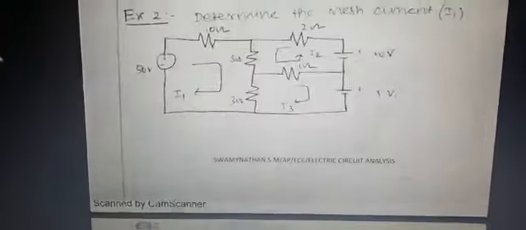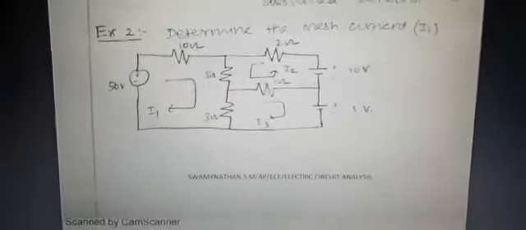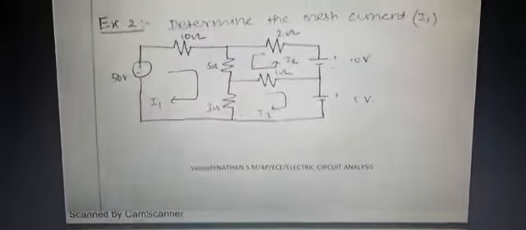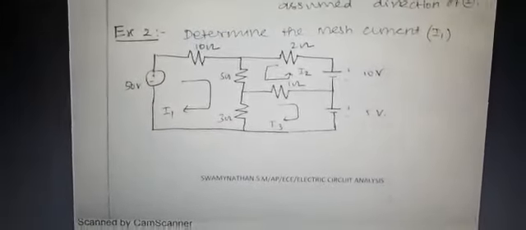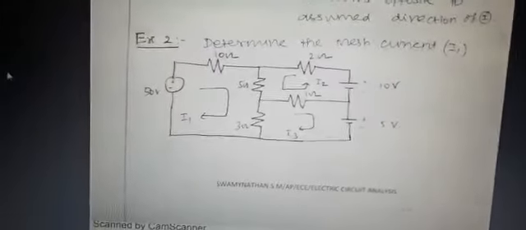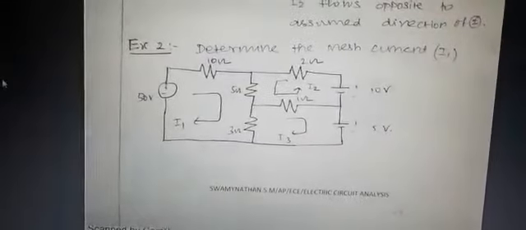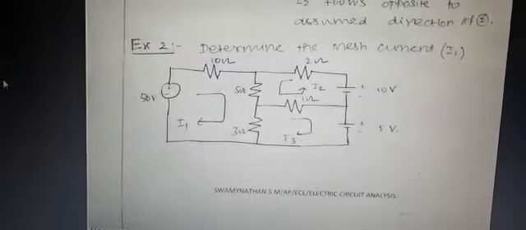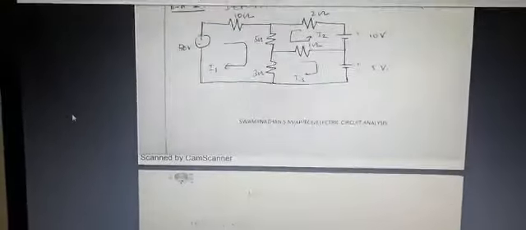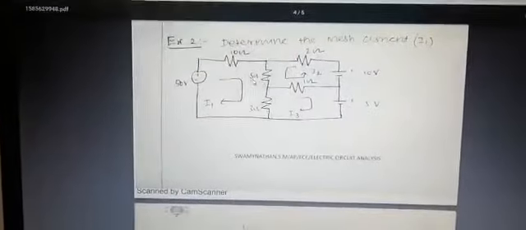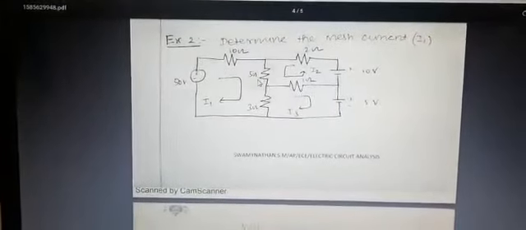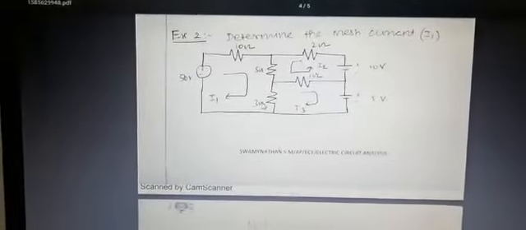Next we discuss the second example: determine the mesh current I1. This is the given circuit, with three currents I1, I2, I3 and three voltage sources, 50 volts, 10 volts and 5 volts. Next you can write the mesh current equations. For the first mesh: 10 I1 plus 5 times I1 minus I2 plus 3 times I1 minus I3 is equal to 50. That is the first equation, and the same for the second and third.